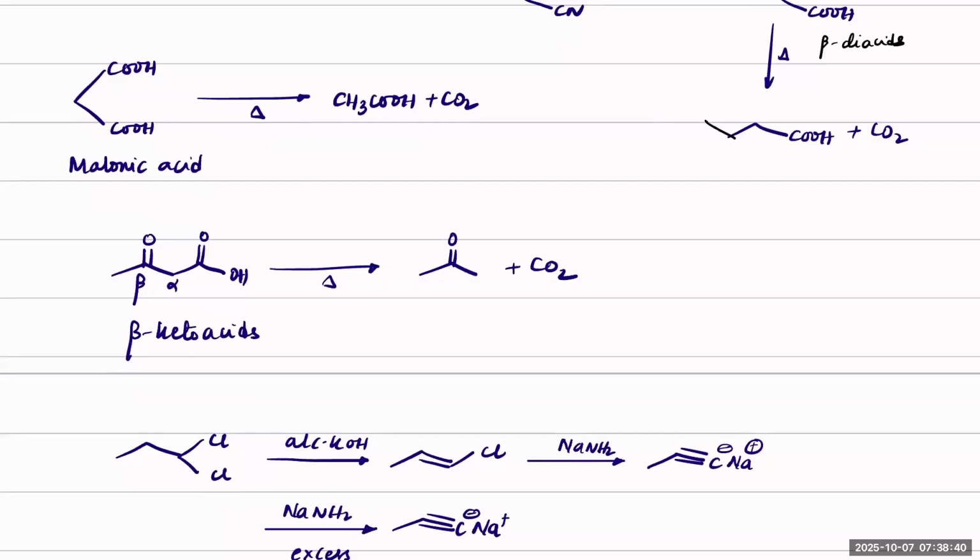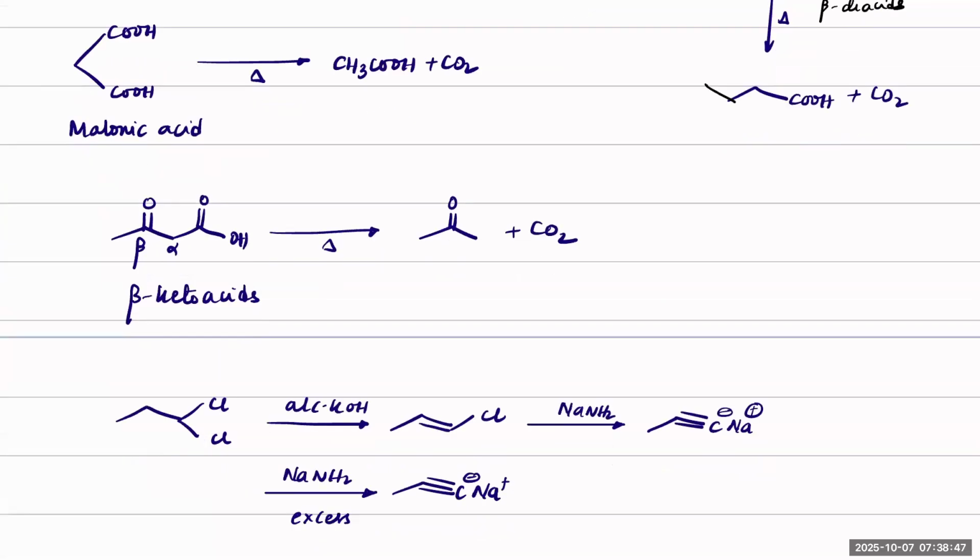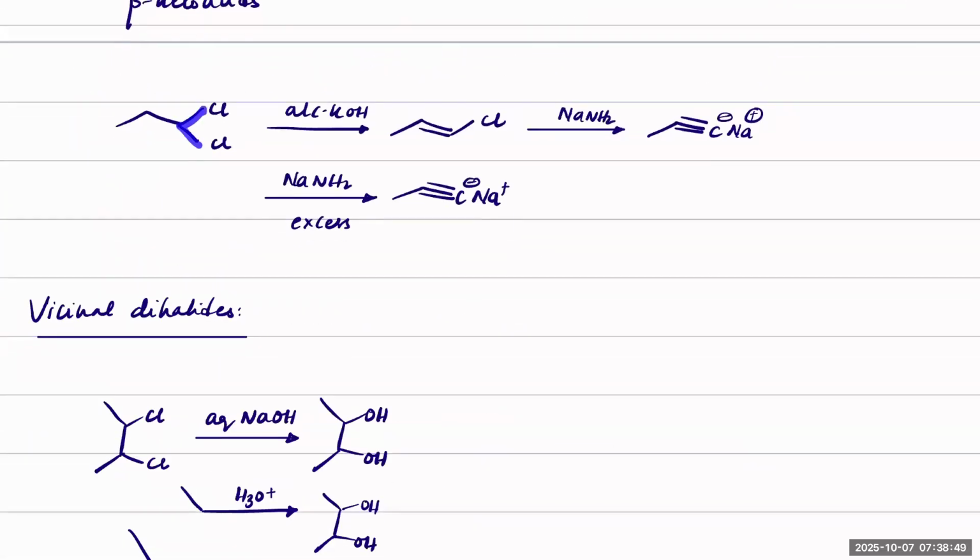Next, beta keto acid, if you heat it too, CO2 will go away and you will get keto. Next, if you have geminal dihalides with alcoholic KOH, one Cl and one H will go away. For further elimination, NaNH2 is needed, alcoholic KOH cannot do so. With NaNH2 you will get this further elimination. NaNH2 excess will give you this one. Got it?